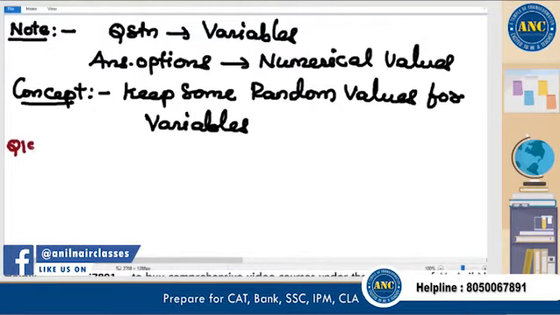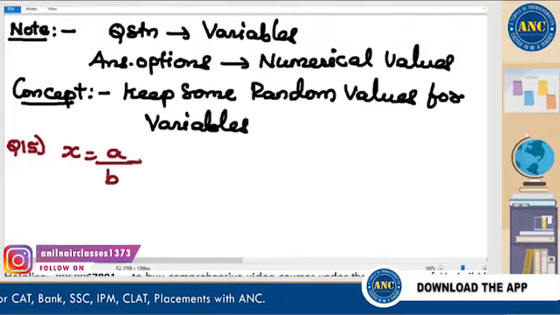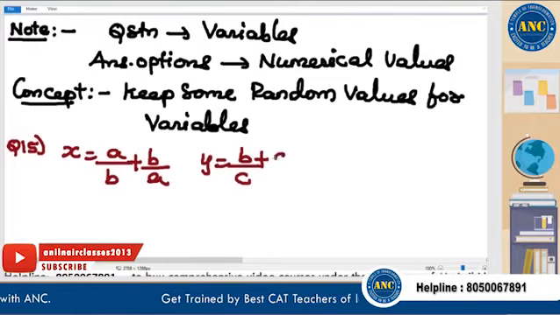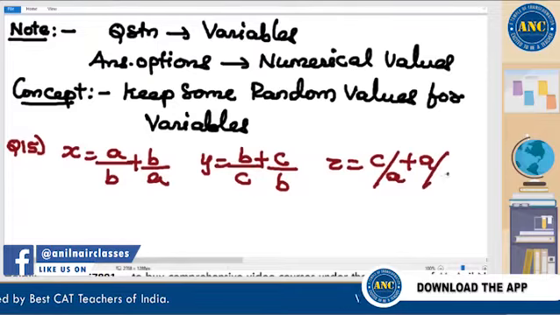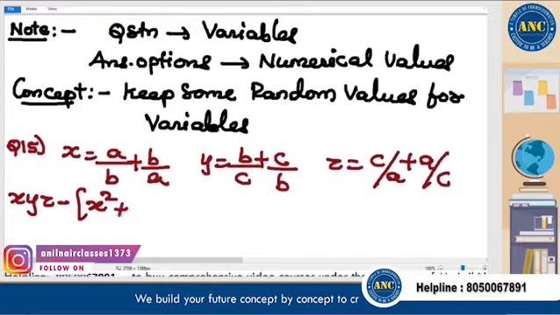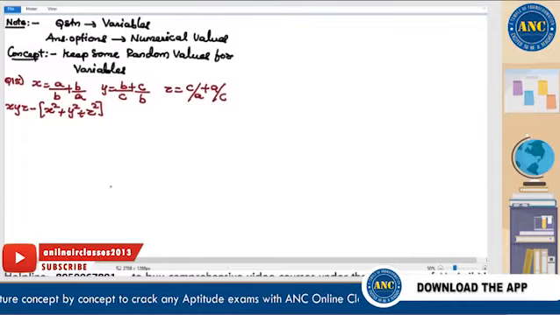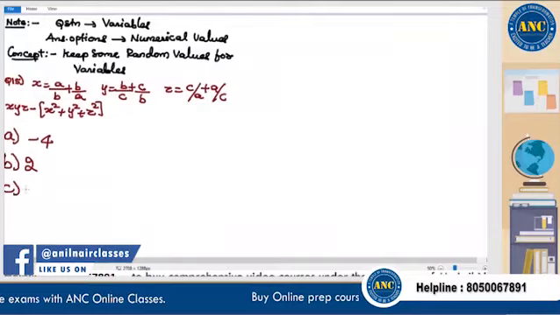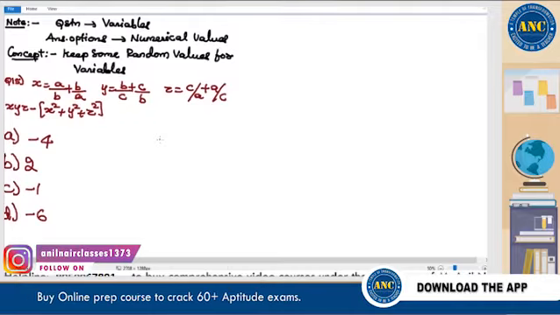Question number 15. Again, a Staff Selection Commission question. X is nothing but a by b plus b by a. Y is nothing but b by c plus c by b. Z is nothing but c by a plus a by c. The question is xyz minus of x square plus y square plus z square. Options are minus 4, 2, minus 1, minus 6.